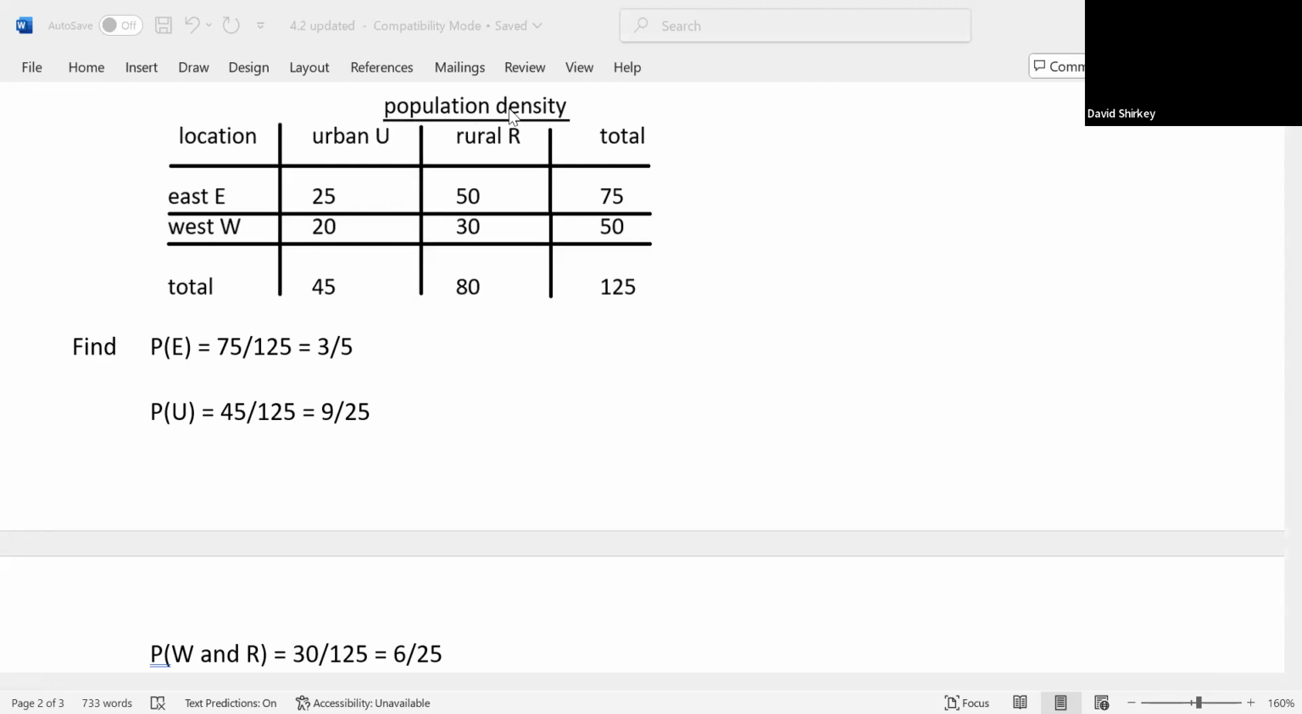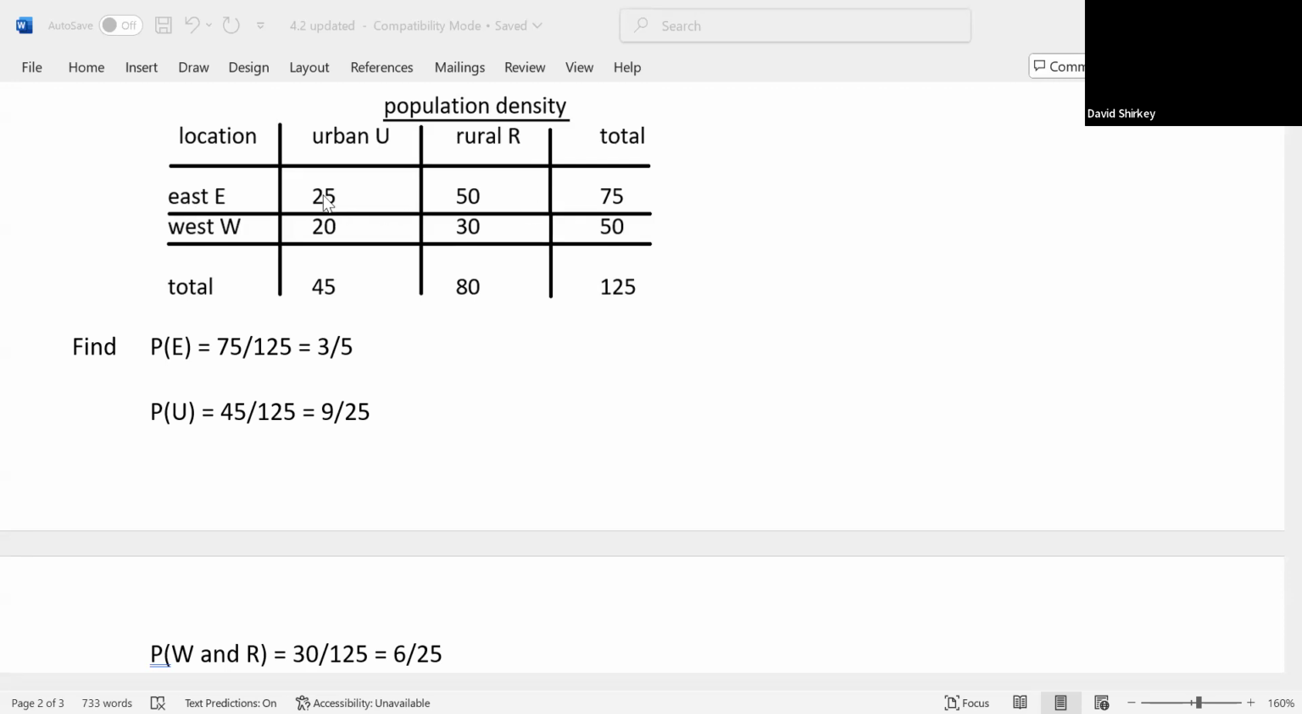This is on population density, okay? So it's divided going across the top here into urban, represented by the letter U, and rural, represented by the letter R. Notice that if you add these two urban areas together, you get a column total of 45. And if you add the two rurals together, you get a column total of 80. Notice that 45 plus 80 equals 125.